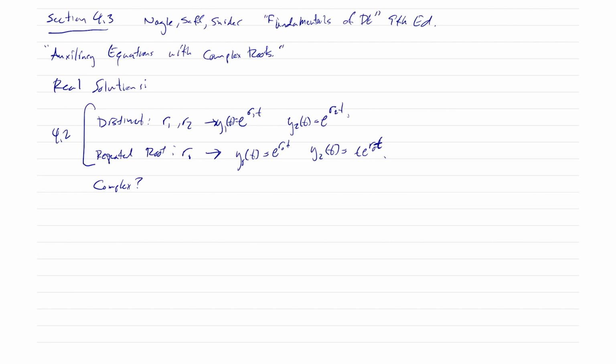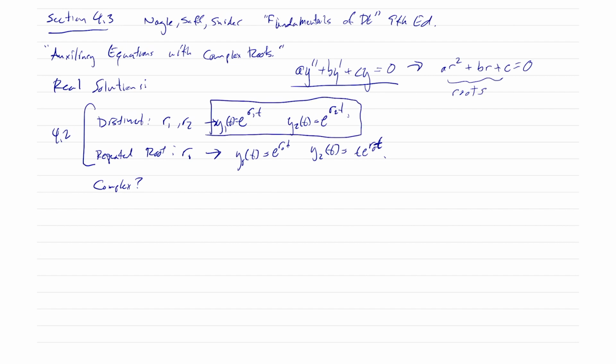And so we knew that we can get two solutions to the differential equation ay double prime plus by prime plus cy is equal to 0. And this led to an auxiliary equation where we have ar squared plus br plus c is equal to 0. Now, we're looking for the roots of this auxiliary equation, and if they're distinct, for instance, we can make two linearly independent solutions with this exponential, where we take r1 and r2 as being the roots of the auxiliary equation.